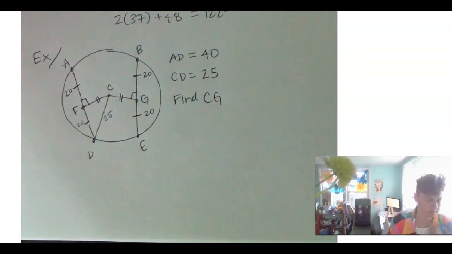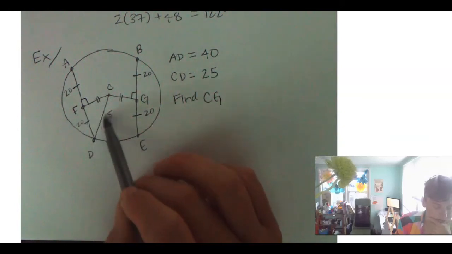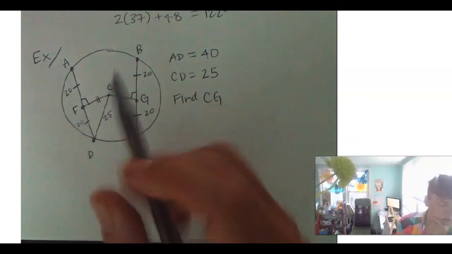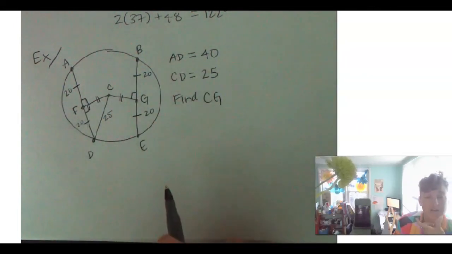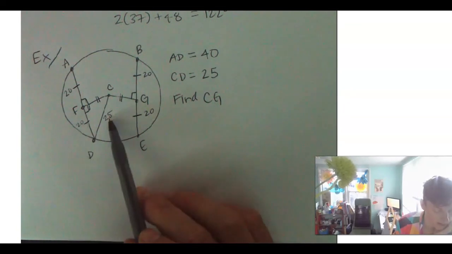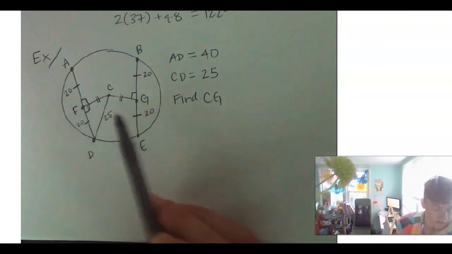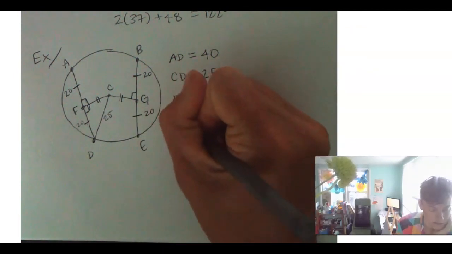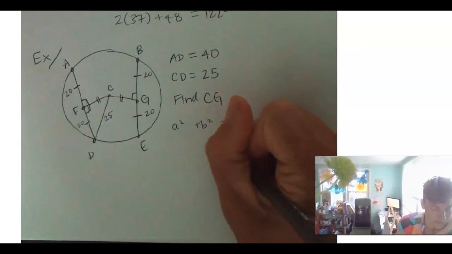Okay, what else do we see in here? Oh, I see a triangle. Oh, I see a right triangle. That's a right angle. This must be a right angle. So then I can use the Pythagorean theorem. Right? Yeah. This is our hypotenuse to our right triangle. So we'll say a squared plus b squared equals c squared. We'll make sure to plug in 25 for the c.